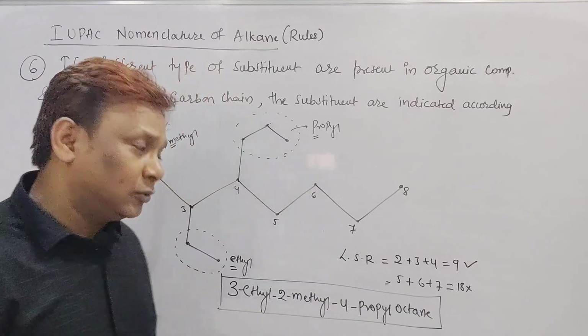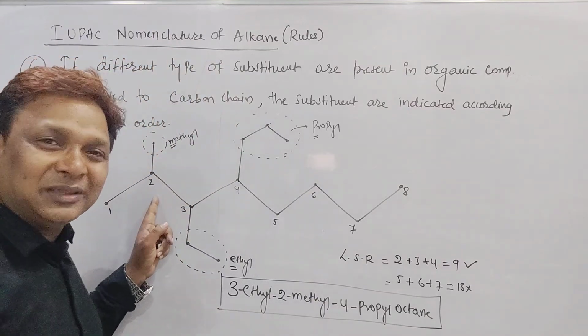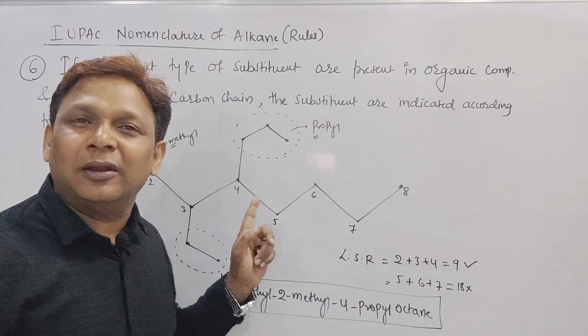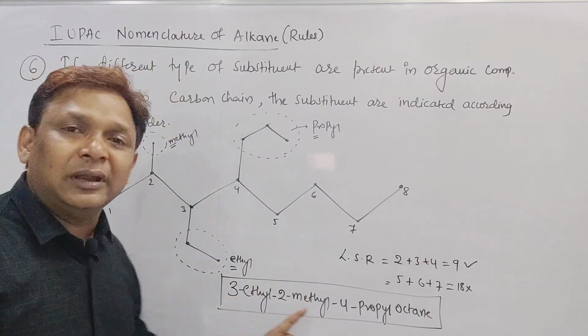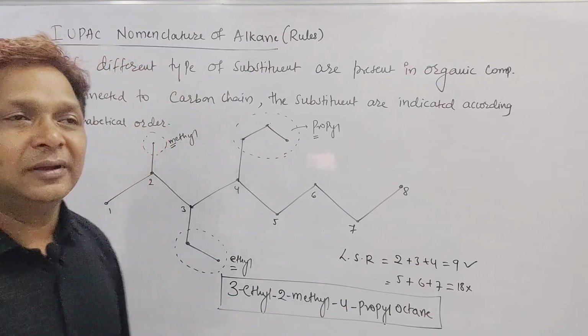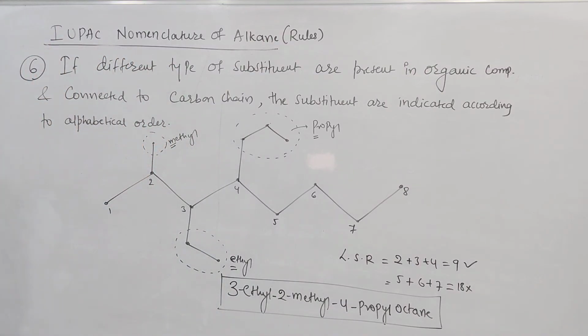But somebody will say, no sir, I want to write 2-methyl, 3-ethyl, 4-propyl. Wrong, because according to alphabetical order we have to arrange the names of the substituents in the compound. This is rule number 6.